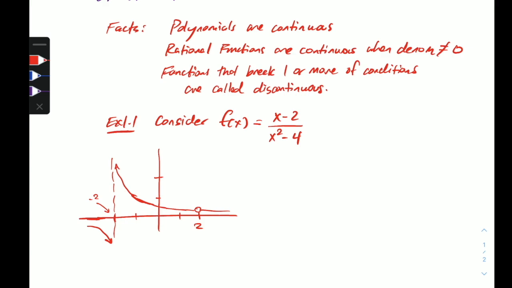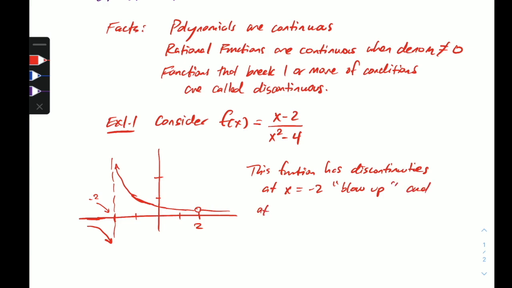Okay, so this function has two types of discontinuities. So it has one at -2. This is called a blow up, or going to infinity. And it has one at +2. This is called a hole.